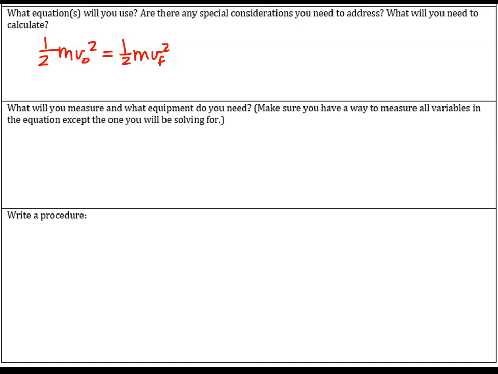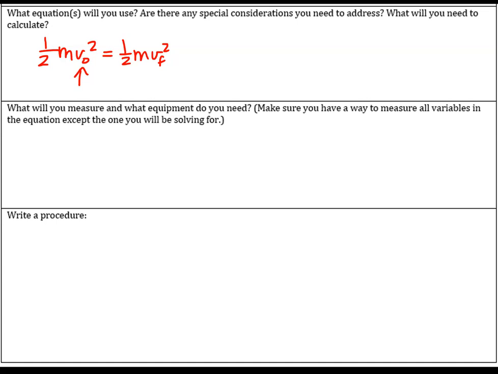Now I could use a motion sensor to do this, but I also need to make sure that I can control my speeds. If I'm just throwing the ball at a wall or rolling the ball towards a wall, it's difficult for me to make sure that I'm always using the same force to generate the same speed, or the same final speed. So in order to make sure I'm always correctly getting a controlled velocity, I'm going to use a different part of conservation of momentum.